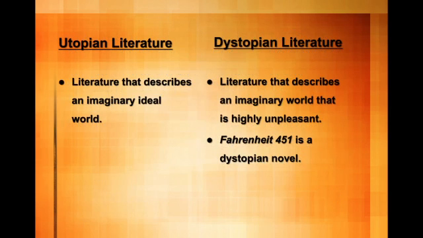So when we take a look at Fahrenheit 451, we have this sense of a dystopia. But let's take a look at what utopian and dystopian literature are. Utopian literature describes an imaginary, ideal world, whereas dystopian literature describes an imaginary world that is highly unpleasant. Fahrenheit 451 is a dystopian novel.